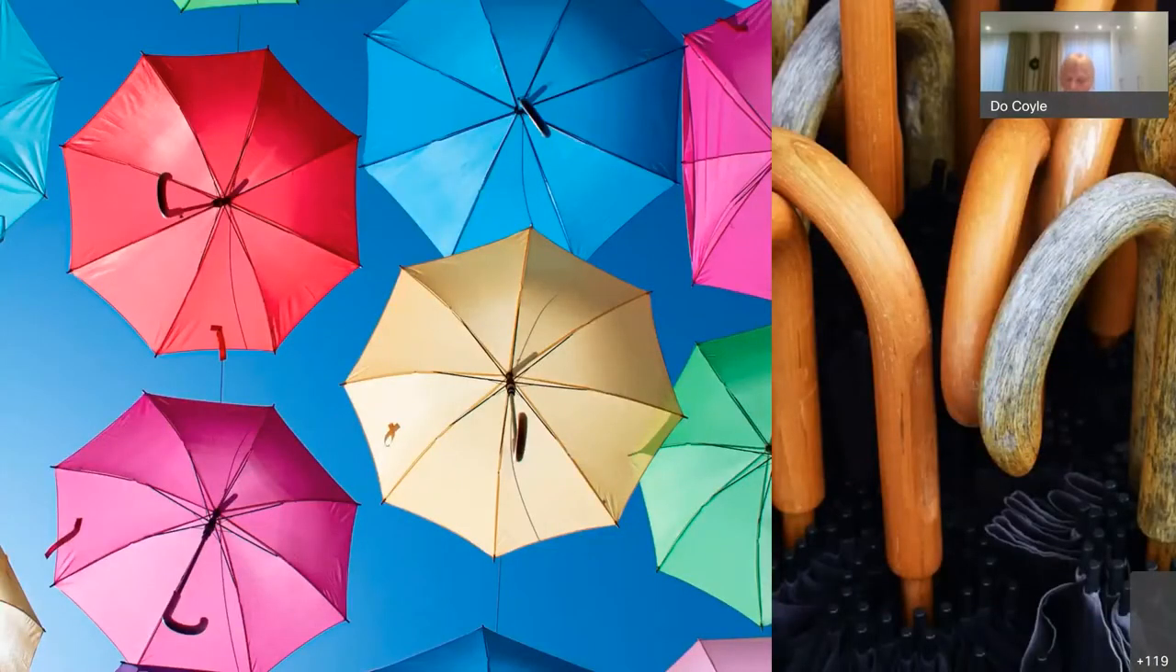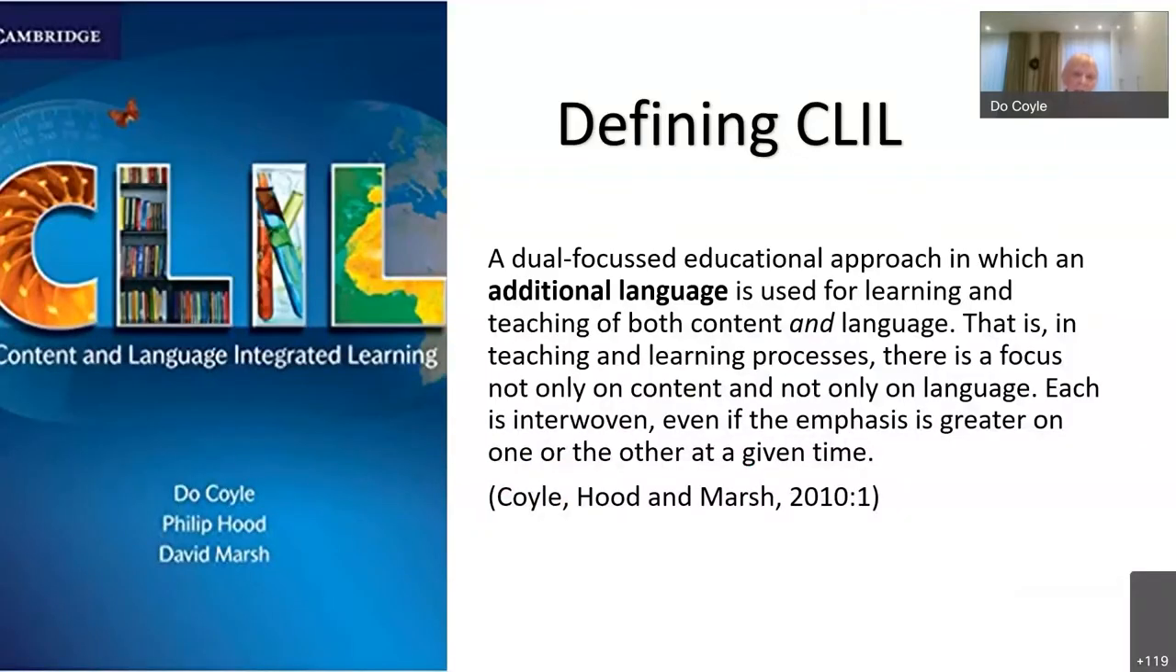So we take on the umbrella term of bilingual education and CLIL. And in the 2010 book, CLIL was defined as that dual focused educational approach, which is used for learning and teaching of both content and language. And that makes the assumption that in all classrooms, there is both content and language to be learned. And that is that it's a focus not only on one, but on both.